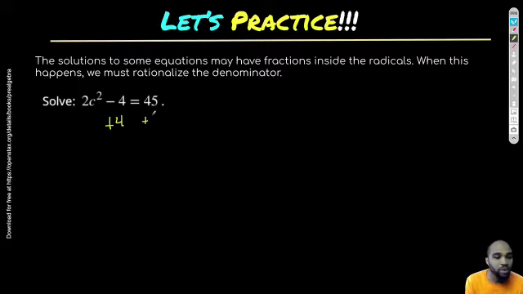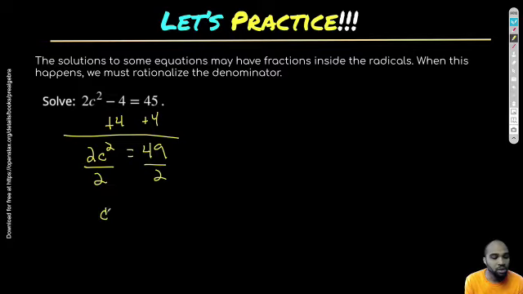Plus 4 plus 4. And that leaves us 2c squared equals 49. I'm going to divide by 2 to get this c squared by itself. That leaves me c squared equals 49 over 2. Oh no, what did I just do? Did I divide that already? Yes. Okay. We already have 49 over 2. I was going too quickly.